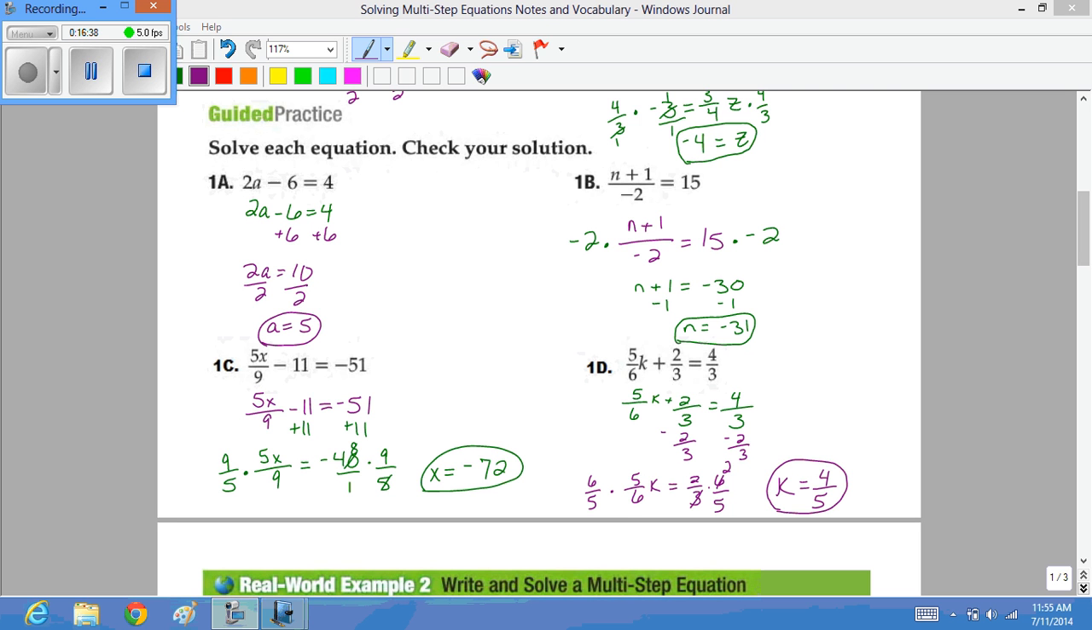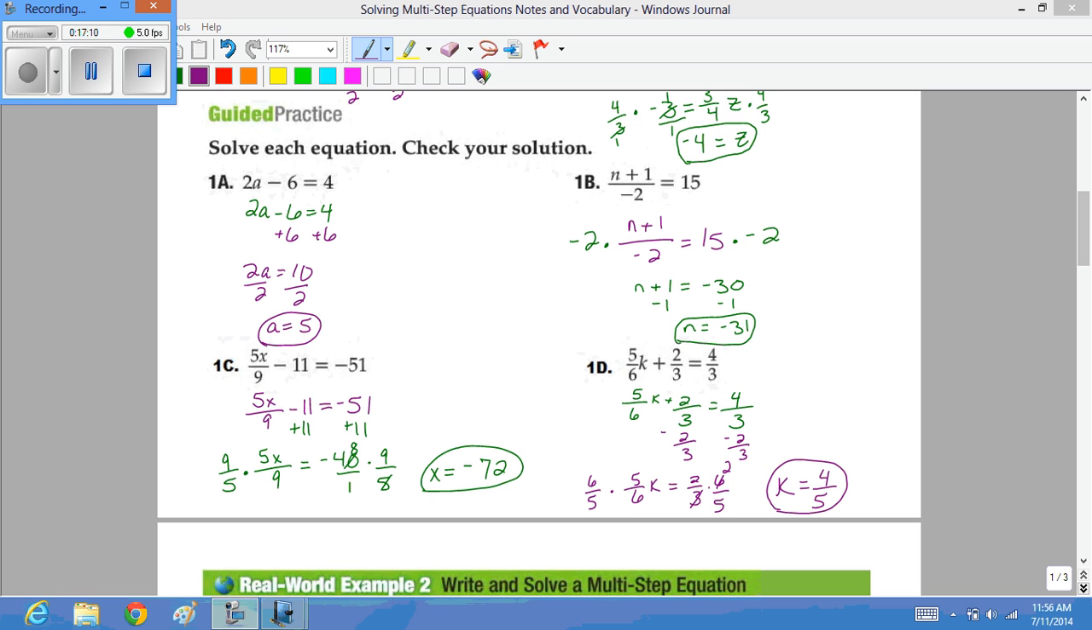1C, if you notice what I did, I actually did 2 steps in one. So I looked at 5x divided by 9 as actually 5/9 x. So I saw 5/9 as a fraction. I multiplied by the reciprocal. So I flipped that and multiplied by 9/5 on each side so I could cancel both of those out at the same time. Same thing on 1D, dealing with those fractions, but multiplying by that reciprocal at the end.